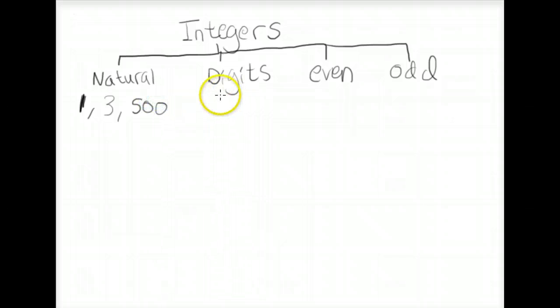The digits are only the numbers 0 through 9. The reason we call them the digits is these are the numbers from which numerals are made. So it's any number from 0 to 9. The even numbers are any numbers that are divisible by 2. For example, 4, 16, and so on. And the odd numbers are the integers that are not divisible by 2. For example, 51, 19, and so on.